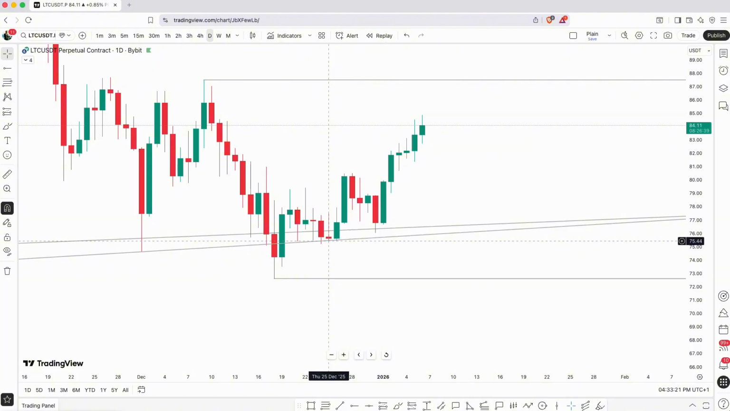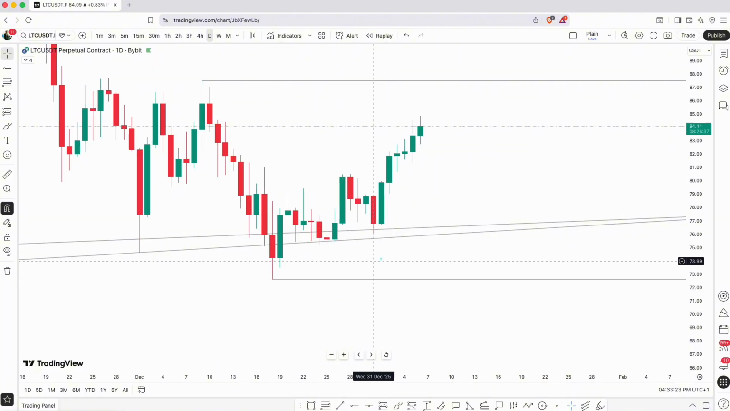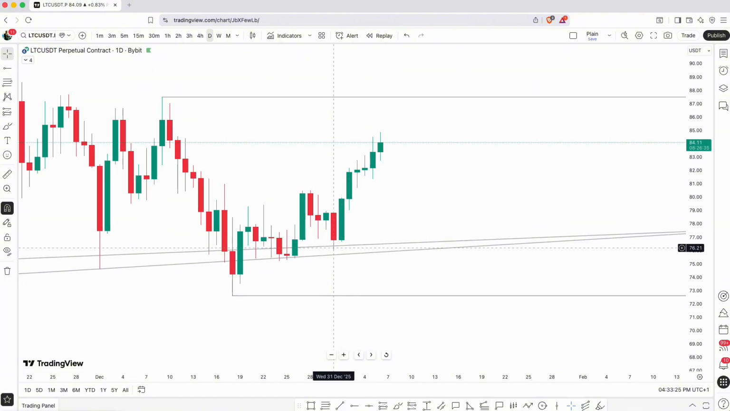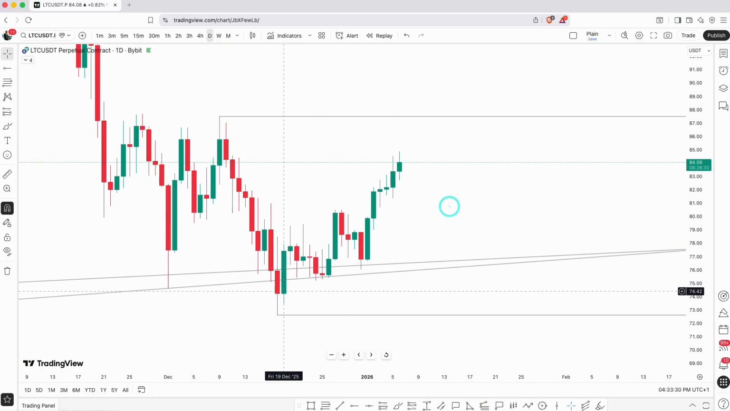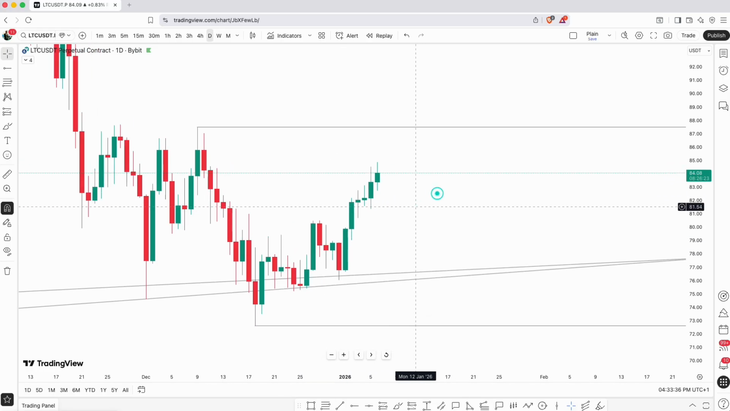Now we have created a low that is higher than this previous low, and we have created another low here that is higher than this previous low. So this is a sign that this market is going to move up, right? And we have broken structure around this area. So we broke structure around this area, and market is beginning to push up.